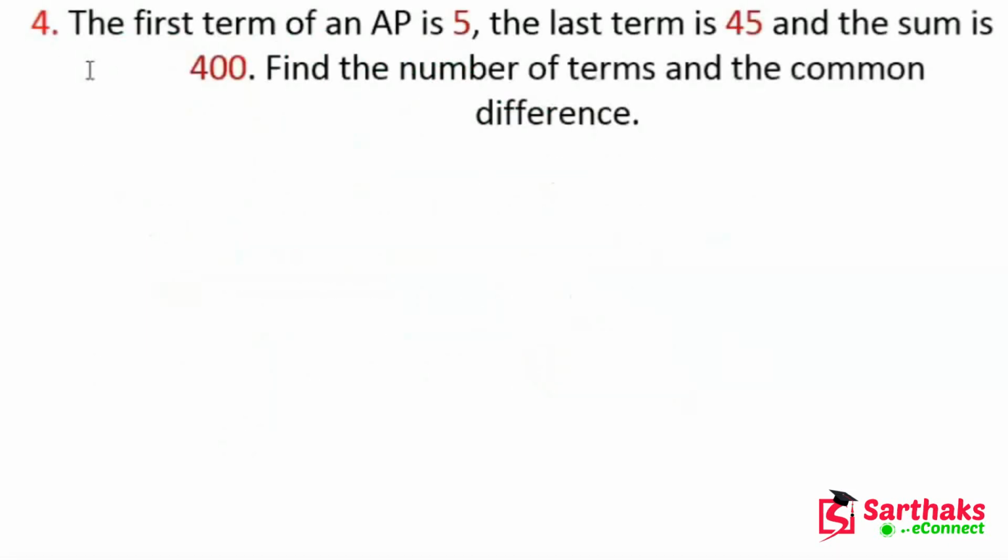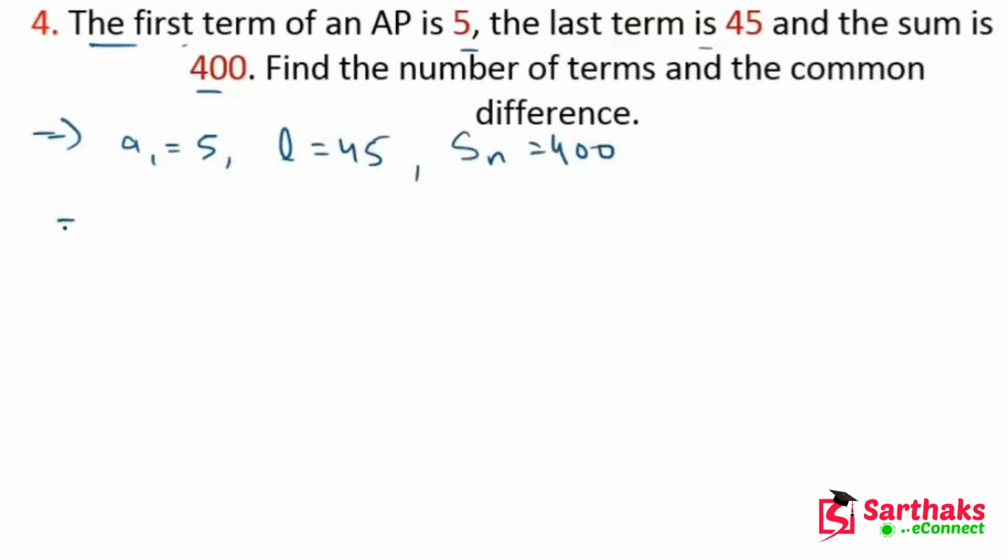So now, the first term of an AP is 5 and the last term is 45 and the sum is 400. Find the number of terms and the common difference. Very easy question, a direct formula based question. We have a1, which is 5, l equal to 45, Sn equal to 400. So we know the formula.